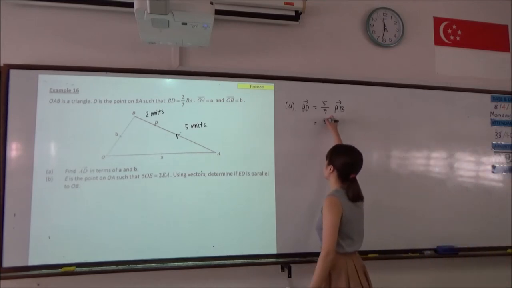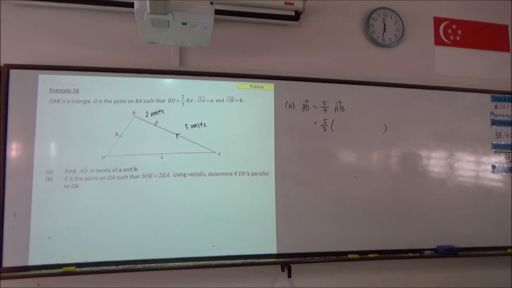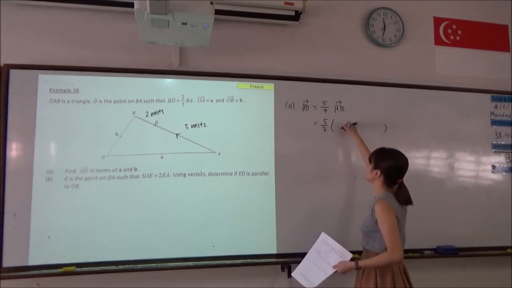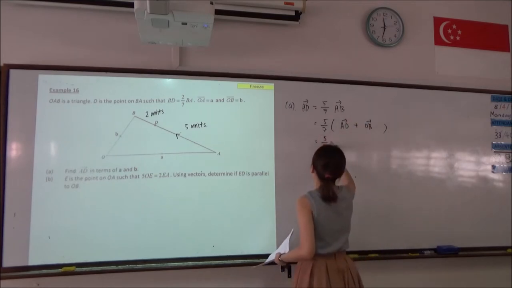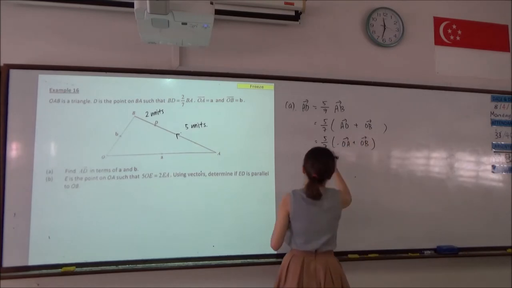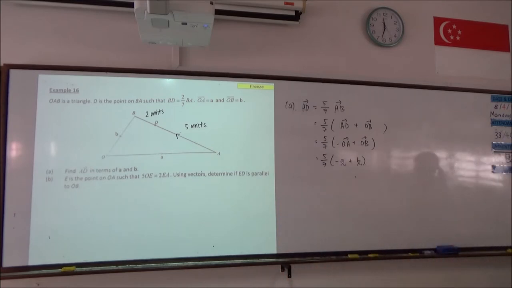AB is equal to what? Negative OA plus OB. That is because this is AO plus OB. Okay, some of you haven't gotten the hang of it. Negative A plus B, which is B minus A. So 5 over 7 bracket negative A plus B, that will be the vector for AD.